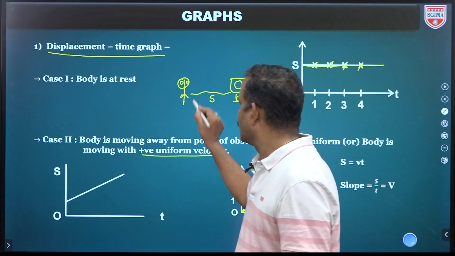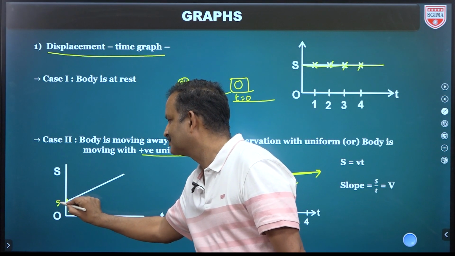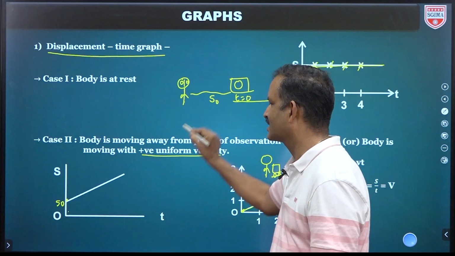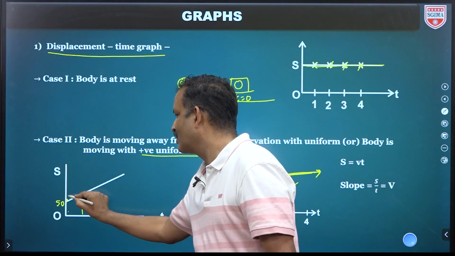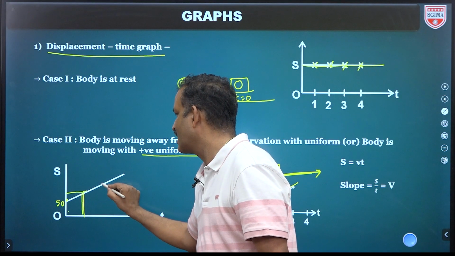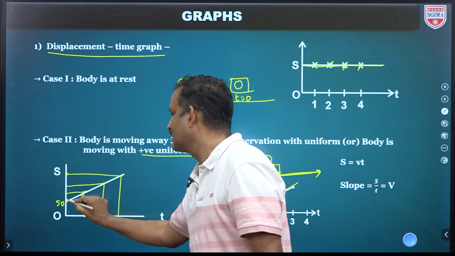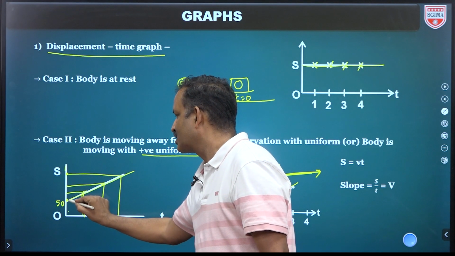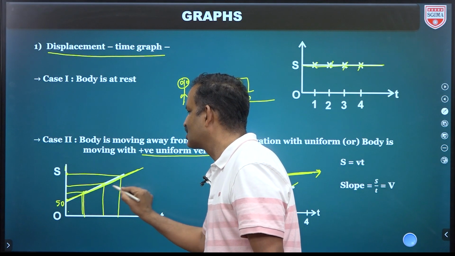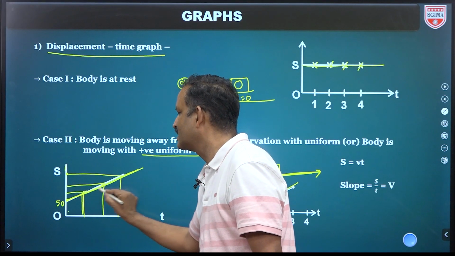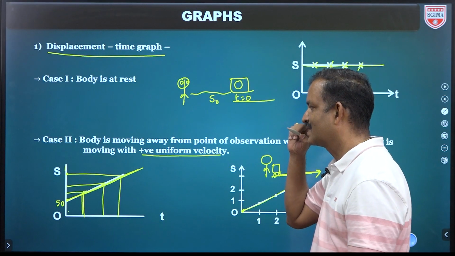But suppose the body already has some displacement at t equal to 0, it has some displacement S0. For example, it is at a displacement S0. From that point, it is increasing uniformly. At t equal to 1 second, it is here. At t equal to 2 seconds, it is here. At t equal to 3 seconds, it is here. Then, displacement positive means velocity is positive. If you are getting a straight line, it means displacement is uniformly increasing with time. So, that is uniform velocity.